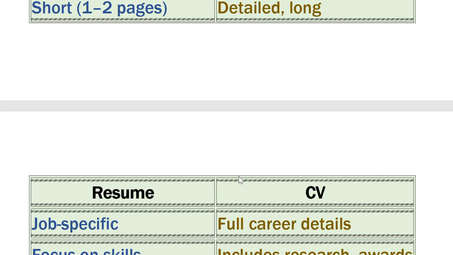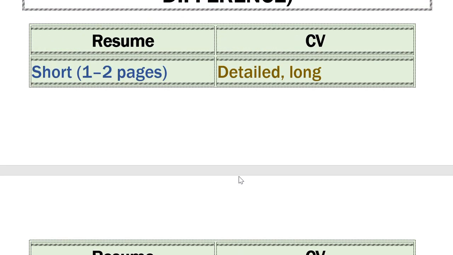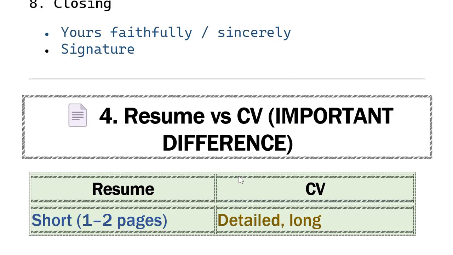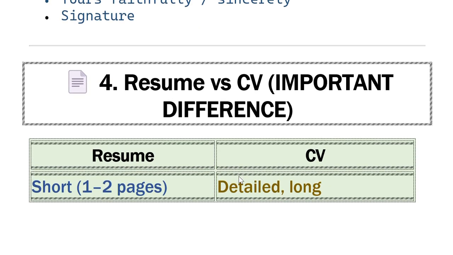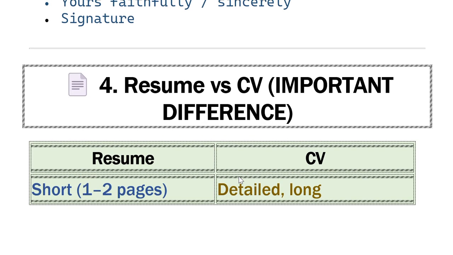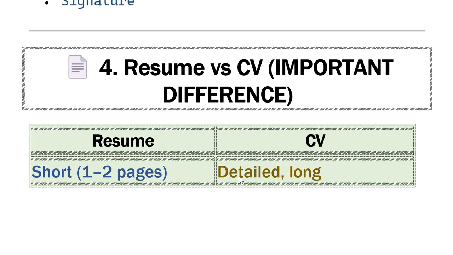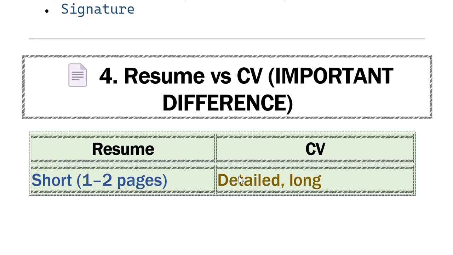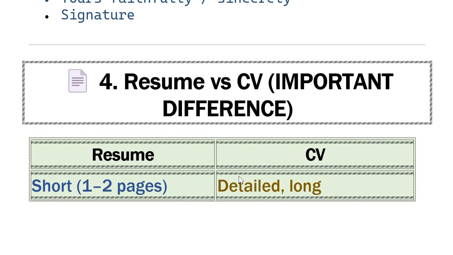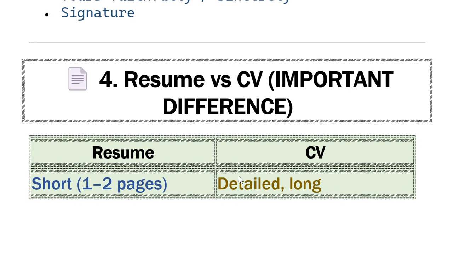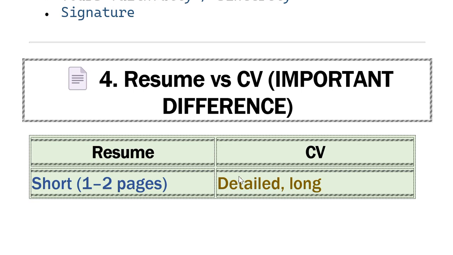So now let us go through the difference between a resume versus a curriculum vitae. So we are looking at the major differences between both resume and CV. Both resume and CV or curriculum vitae are not the same. Both are different things.